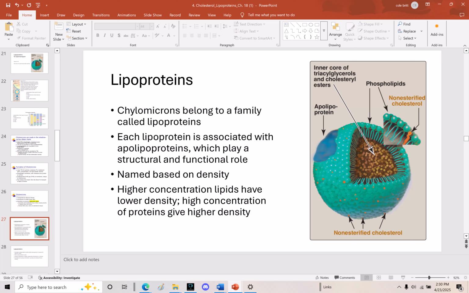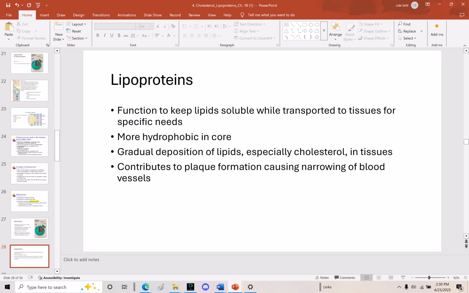Which is all written in my slide somewhere. Why do we need them? We need them because lipids don't like water. So the only way we can transport these is by lipoproteins. So they're very hydrophobic in the core because they're carrying lipids. And essentially they're carrying those lipids and depositing them.